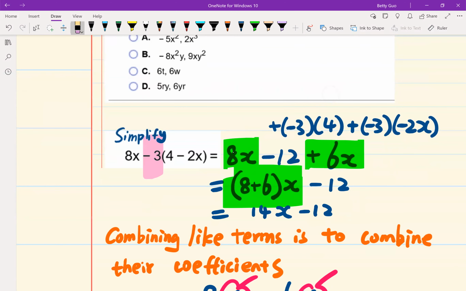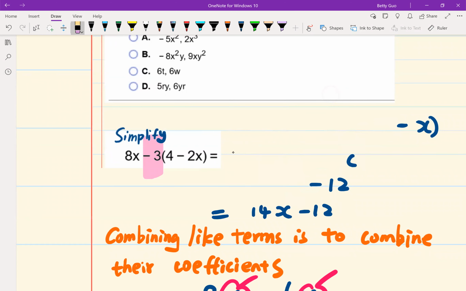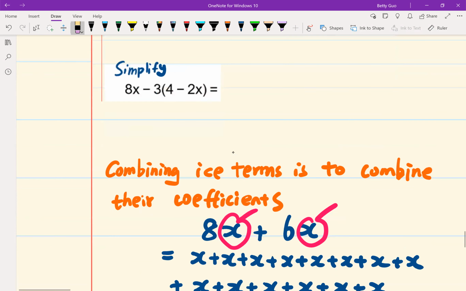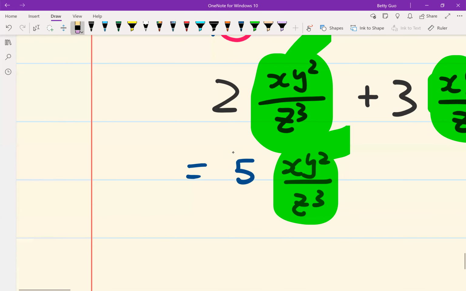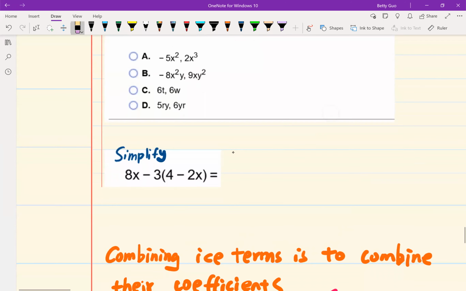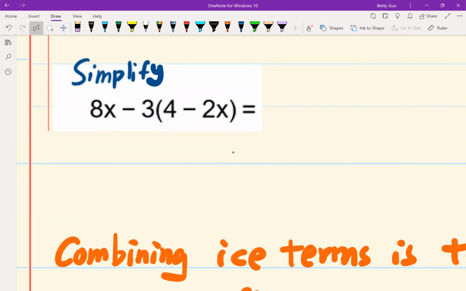Let's simplify this expression. Let me see how many problems we have. Yeah, one more. Let's simplify this expression. How about I give you a couple of minutes? You work on this problem on your own first. Simplify.